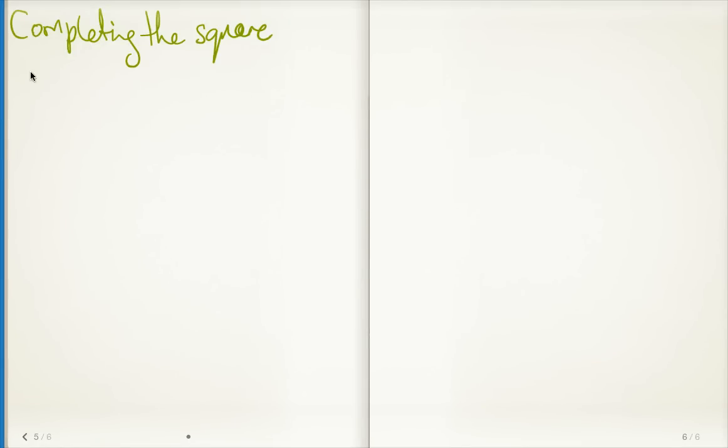Alright, okay, so let's have a look at another one. This one's completing the square part 2.